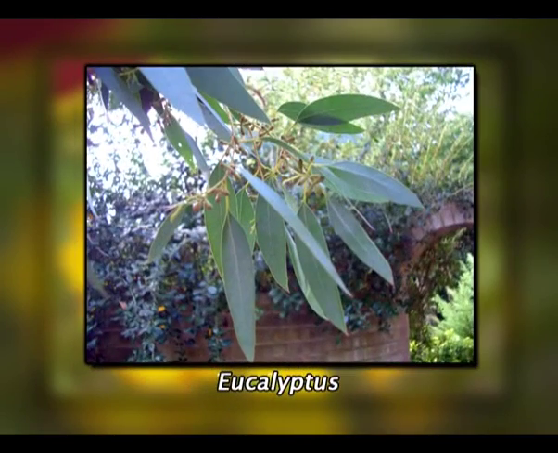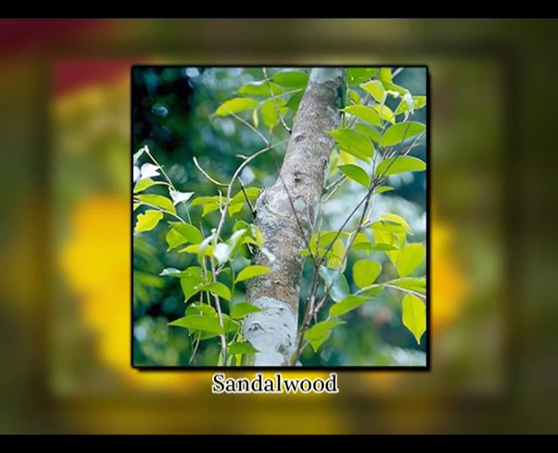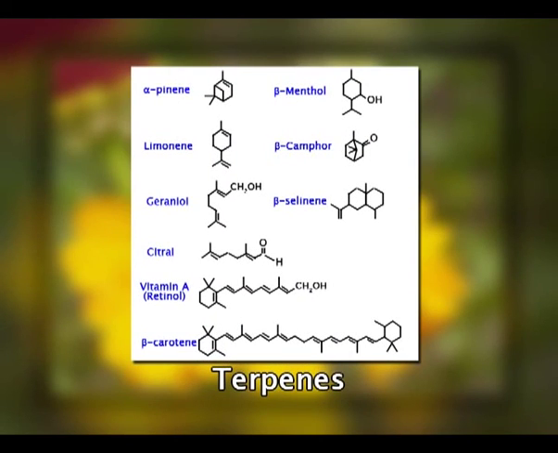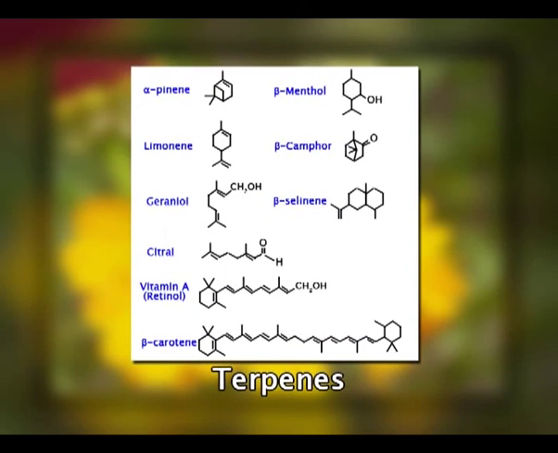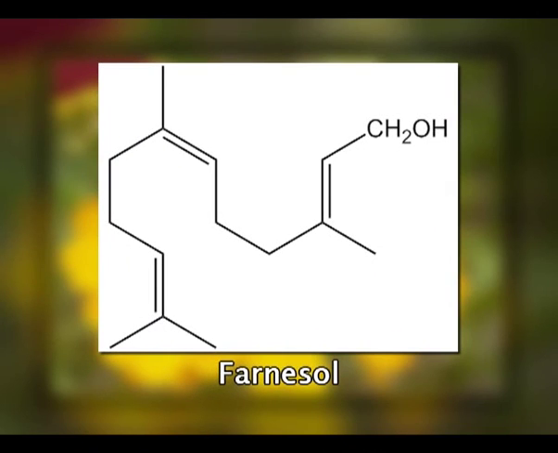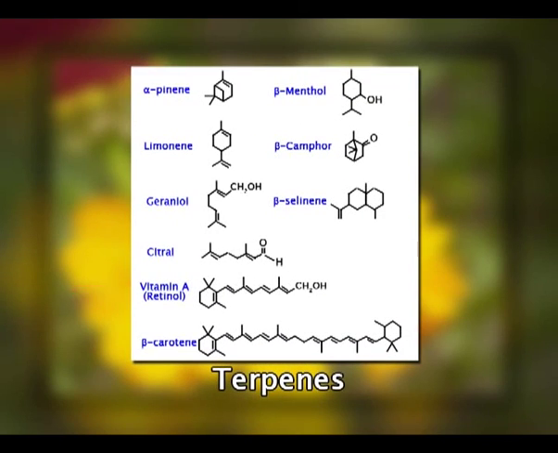The odor of flowers, fruits, leaves, for example mint and eucalyptus, and wood, for example sandalwood, is due to essential oils, natural organic compounds called terpenes. The terpenoids have been classified on the basis of the number of isoprene units present in them. For example, monoterpenoids with 2 isoprene units, for example citral, limonene. Sesquiterpenoids with 3 isoprene units, for example farnesol. Diterpenoids with 4 isoprene units, for example vitamin A.